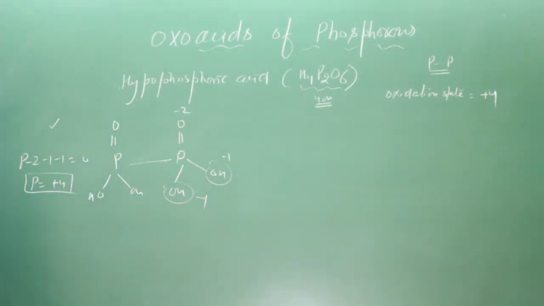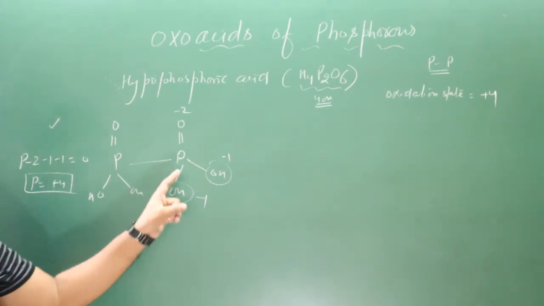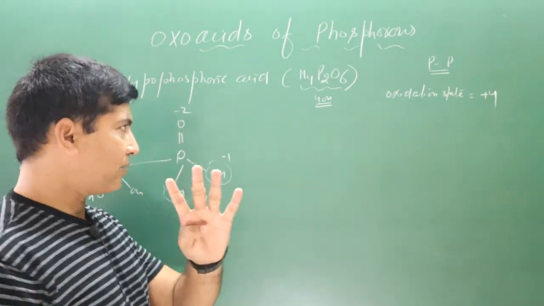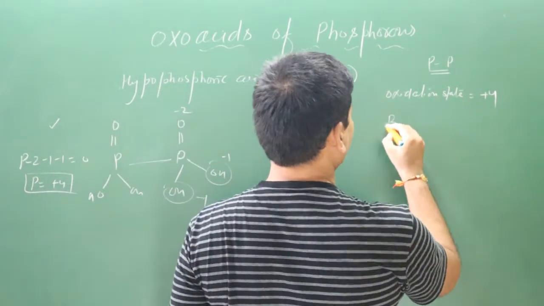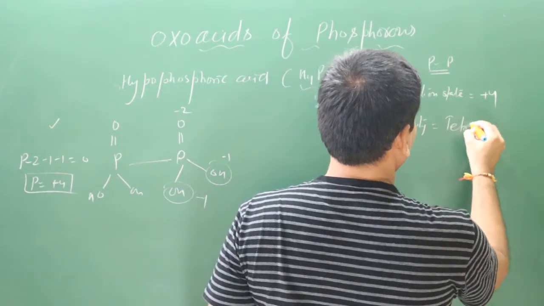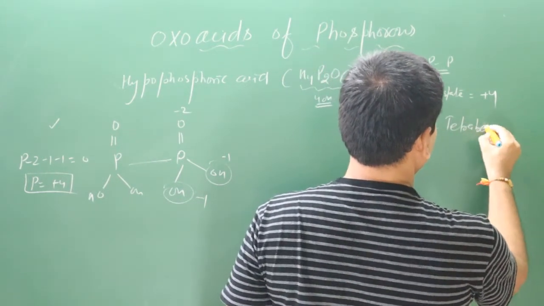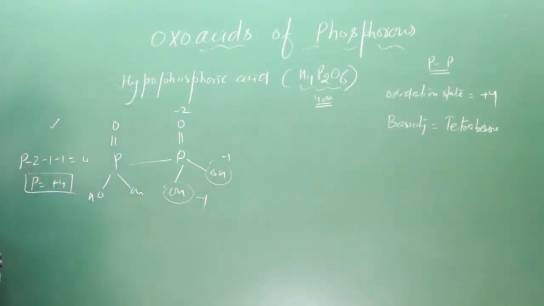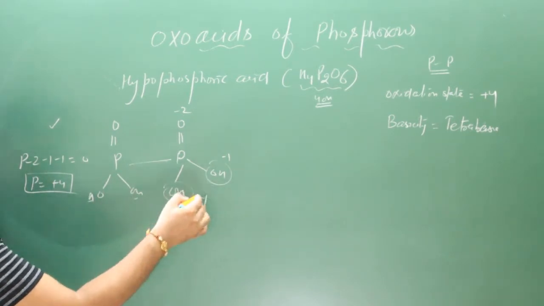Now we have basicity. It's very clear. Each phosphorus is having 2 hydroxyl group. Total number of hydroxyl group are 4. Then basicity is going to be tetrabasic, 4. Tetra means 4. Tetrabasic by nature. It can release 4 hydrogen, 1 2 3 4.